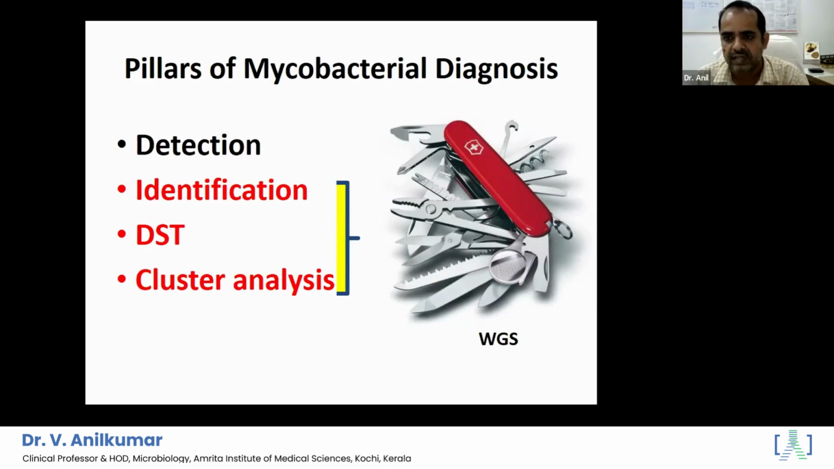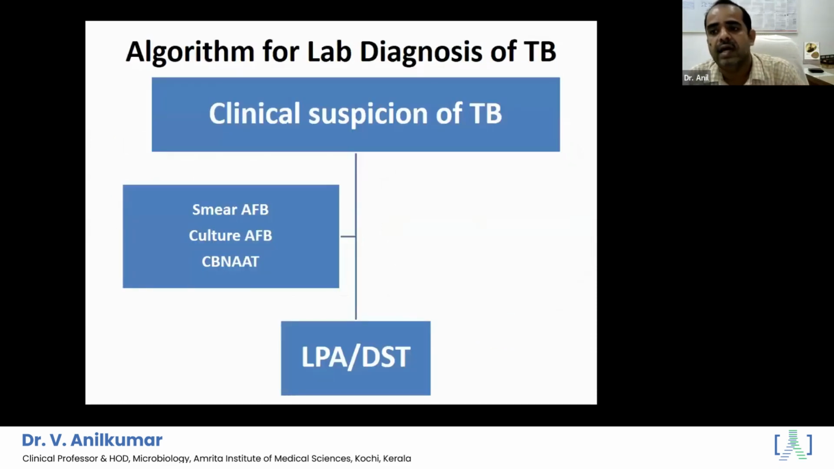So whole genome sequencing is like a Swiss Army knife, which can be used very well in diagnosing and treating, identification and treating, and also identifying outbreaks in case of tuberculosis. So we'll be discussing as we proceed.